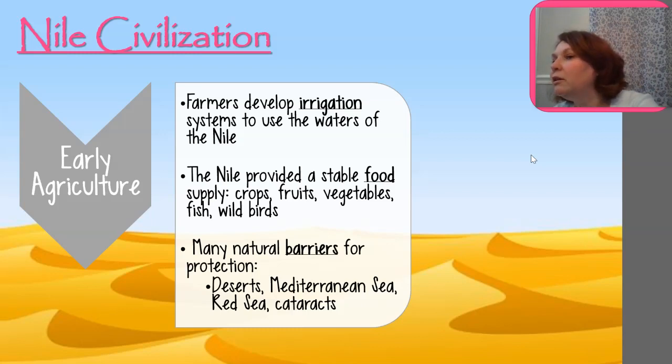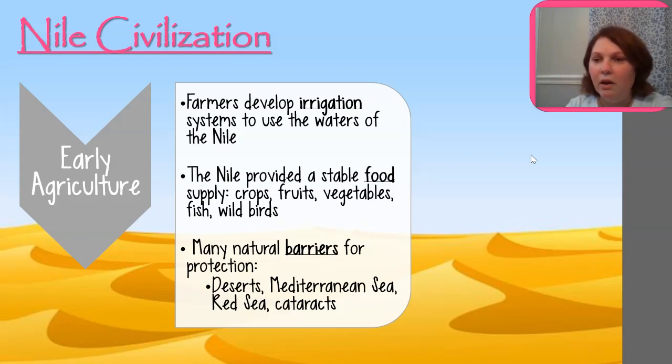Zoe, yeah, stop. Yeah, don't do that. Zoe, that's my dog. Okay, so the farmers develop irrigation systems to use the waters of the Nile. Okay, it's gonna have to be a blooper.